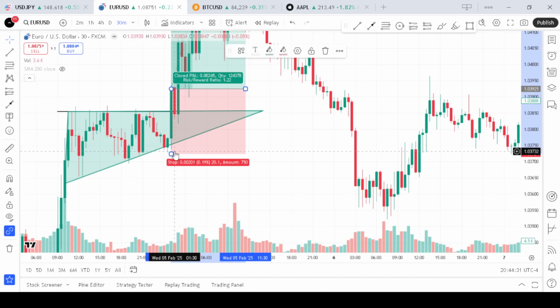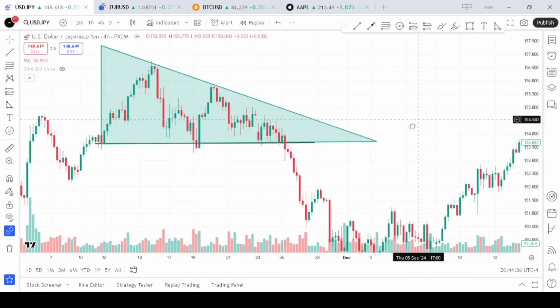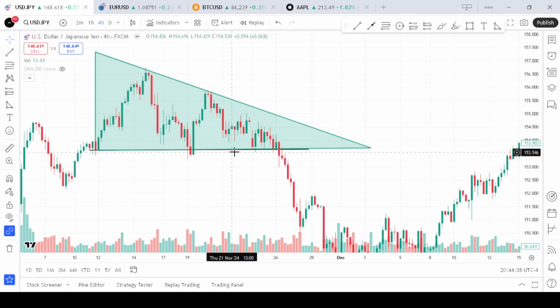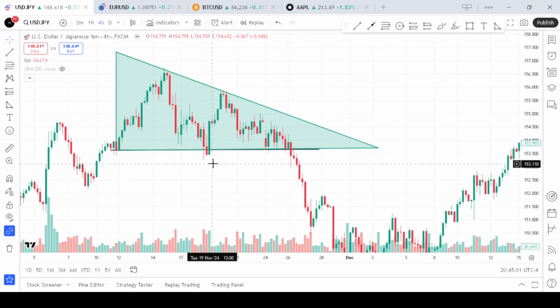Now let's see how we can enter a trade using the descending triangular pattern. When trading a descending triangle, identify the horizontal support line and the downward sloping resistance. This is our downward sloping resistance, and this is our horizontal support line. Once we have identified this, the pattern is always indicated in a bearish continuation trade, and you would enter the trade when price breaks below the support line.